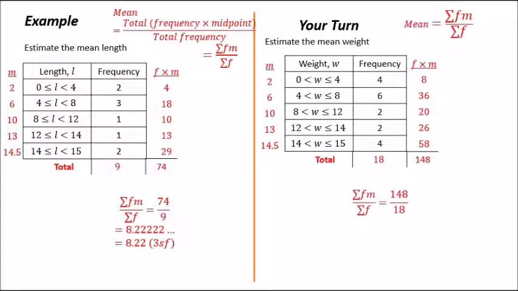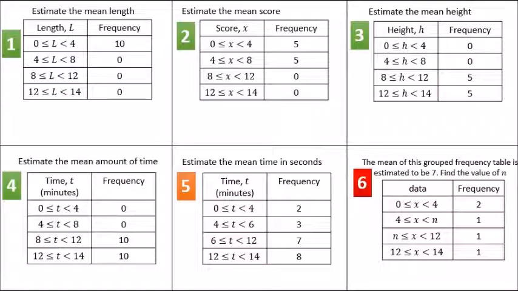So we get 148 divided by 18, which gives us 8.22 again. Notice that in order to go from the first table to this table, all I did is multiply each of the frequencies by 2. So the spread of those frequencies is exactly the same, so the mean shouldn't change, and it doesn't. Alright, have a go at these 6 questions.